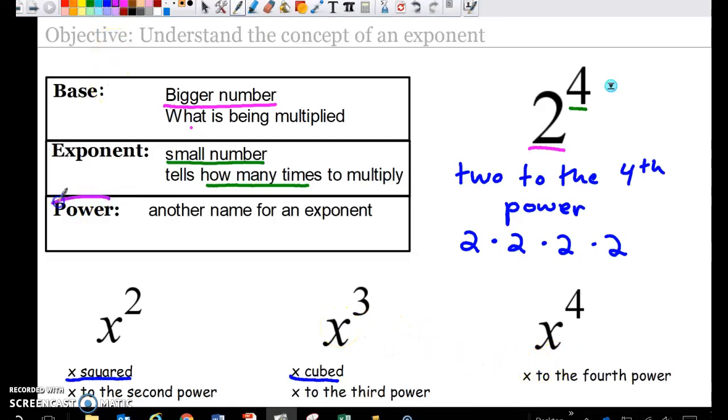Sometimes you'll see people refer to powers, like powers of 2, powers of 3. That's another name for an exponent. Sometimes they refer to the entire thing as just a power. So an exponent and a base together could be a power. So for example, 3 to the 7th could be a power.